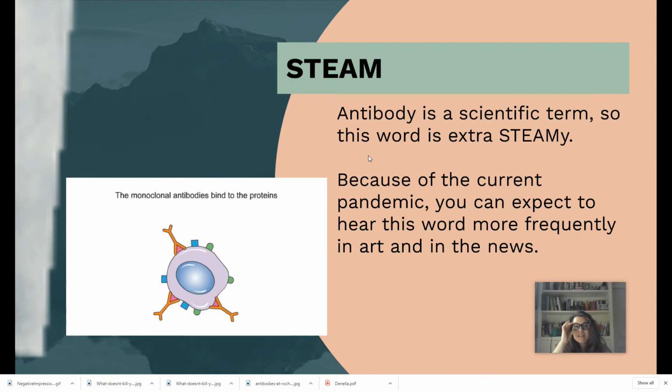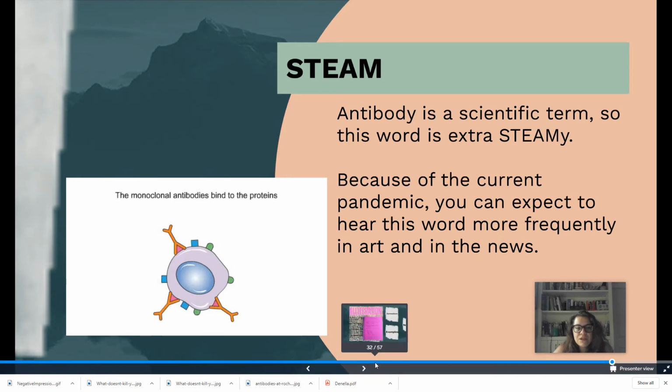All right, STEAM connections. Obviously, this is a STEAMy scientific term, but you'll also hear this in the news, and I bet that in the next year or so, we'll start hearing this word in art. Maybe there'll be songs with it because it's such a current term. This word's going to blow up, trending. This is a little science diagram of the antibodies attaching to a cancer cell. And then they send signals to the immune system and white blood cells come and attack the cancer cell.